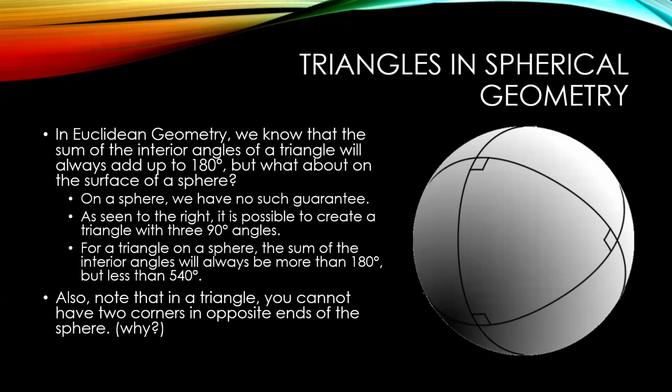And so for a triangle on a sphere, the sum of the interior angles will always be more than 180 degrees. It could be as much as 540 degrees, or at least close to it. Also note that in a triangle, you cannot have two corners in opposite ends of the sphere. And so there is some distinctly different behavior when we start talking about things in terms of a sphere.